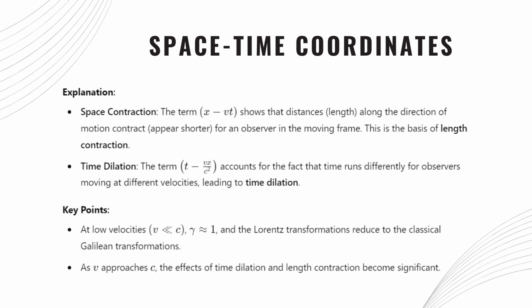Key points. At low velocities, v much less than c, gamma is almost equal to 1, and the Lorentz transformations reduce to the classical Galilean transformations. As v approaches c, the effects of time dilation and length contraction become significant.